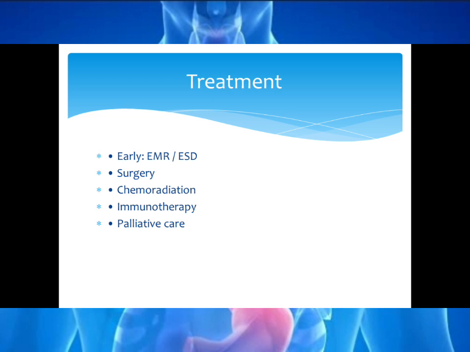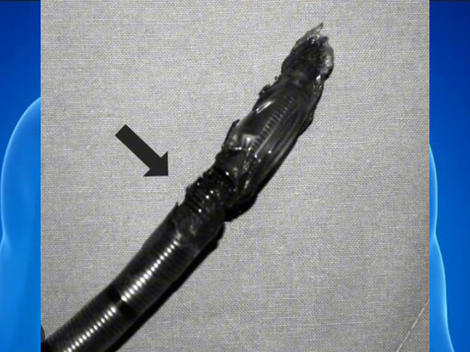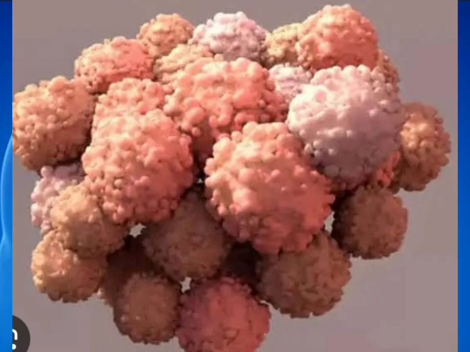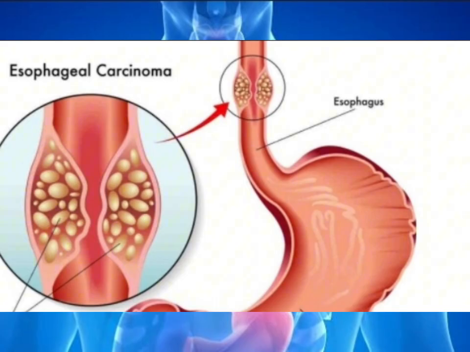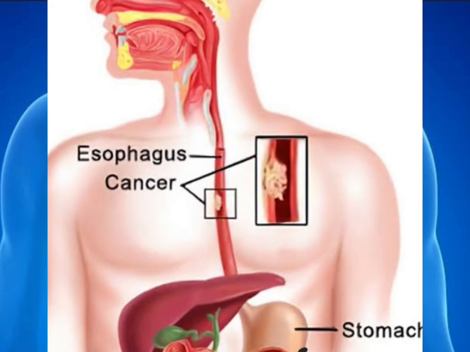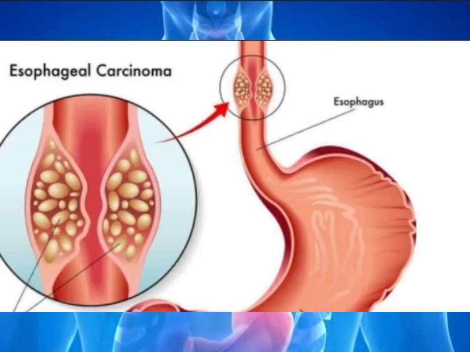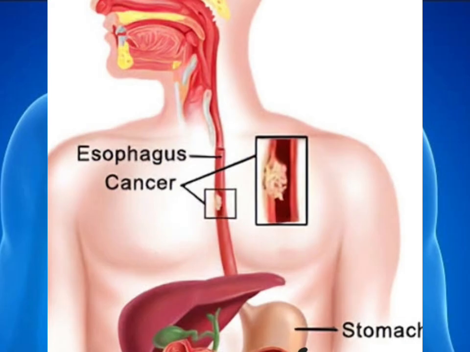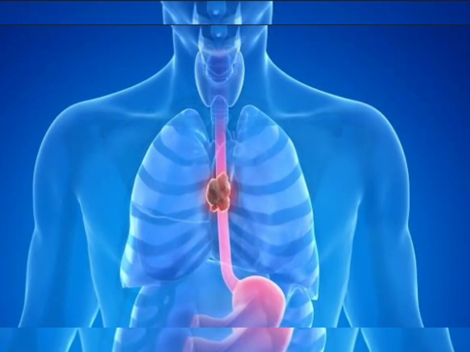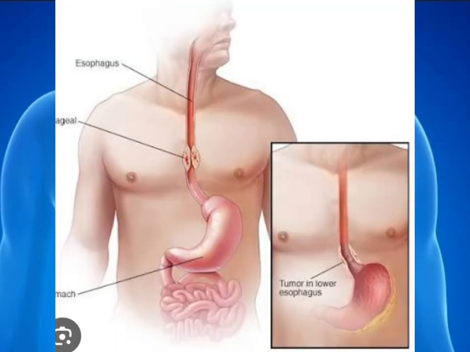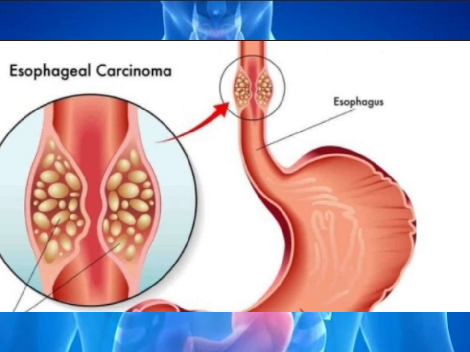What about the prognosis? Esophageal cancer has a poor overall prognosis because many cases are diagnosed late. This is a big issue. That is why its prognosis is very poor. Survival varies greatly by stage. Early localized disease may be curable. For metastatic disease, median survival is measured in months, but is improving with newer systemic therapies.